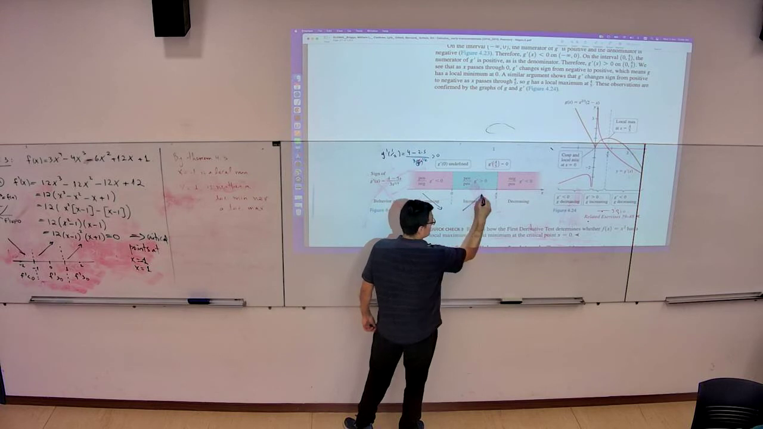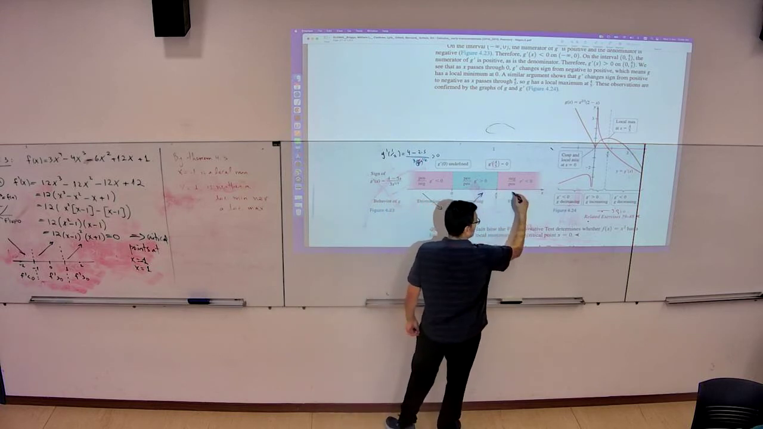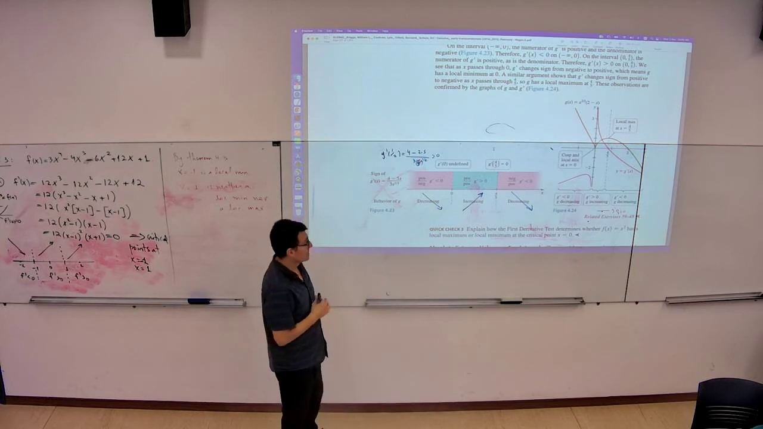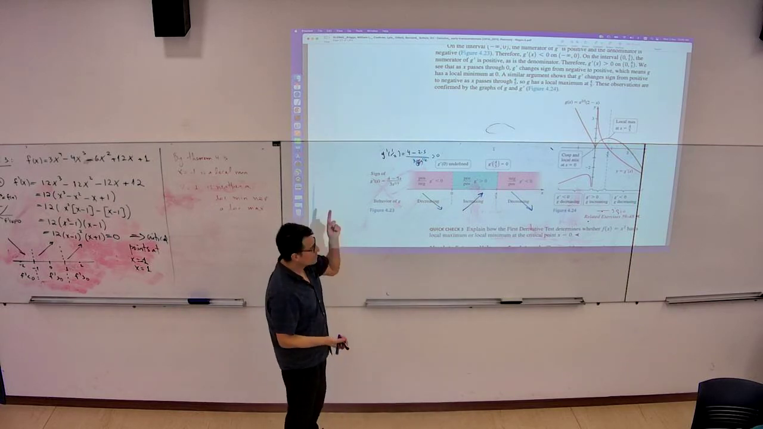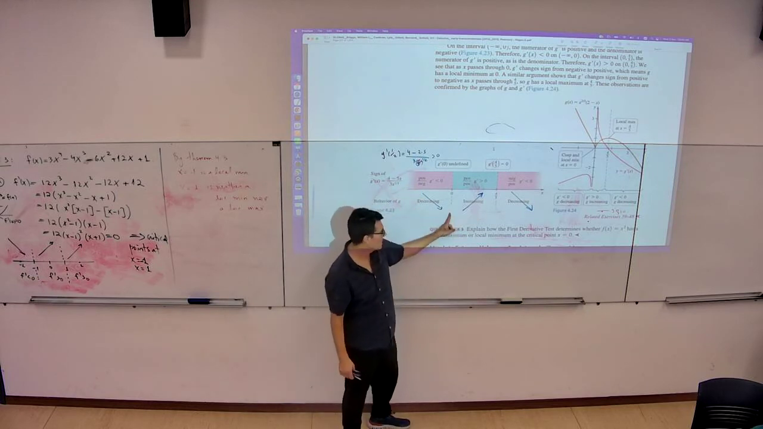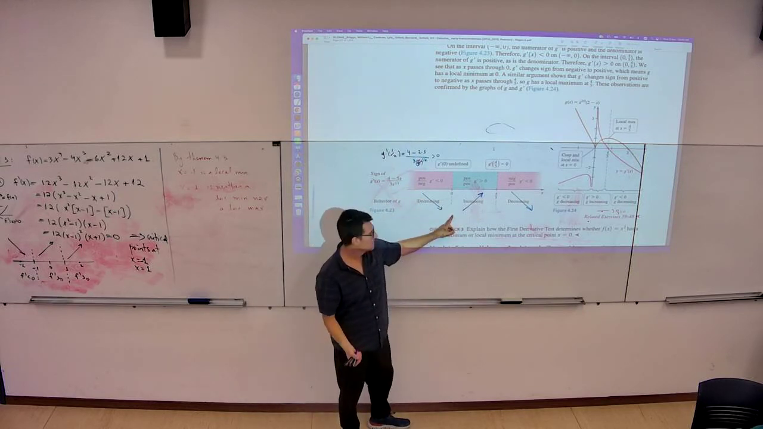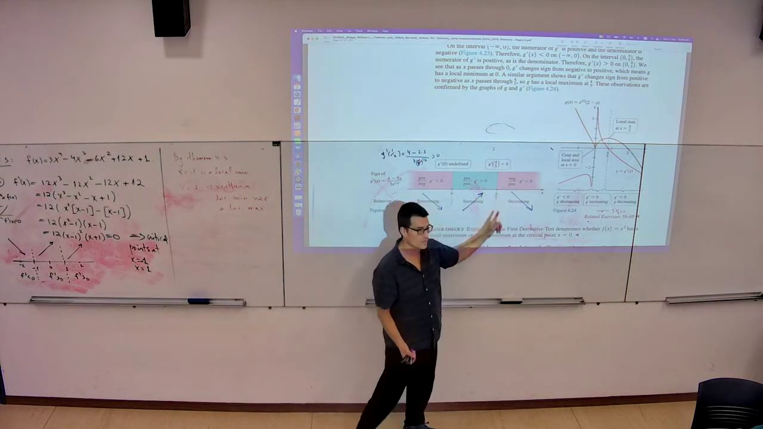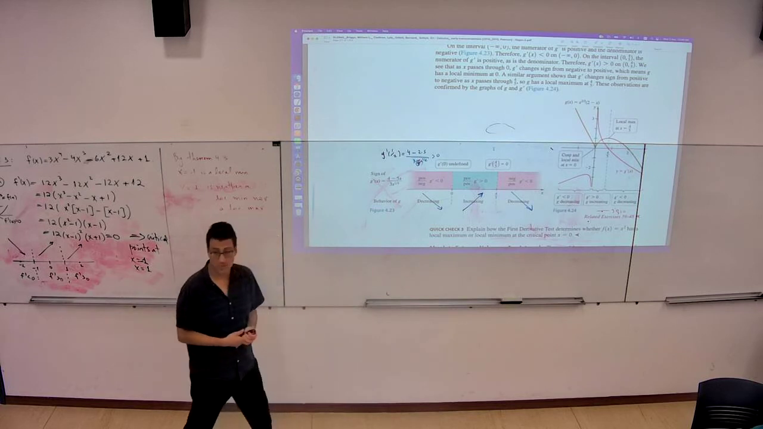G prime positive means the function is increasing. G prime negative means the function is decreasing. So it looks like this. Theorem 4.3. Derivative negative, derivative positive: you have a minimum at that point, a local minimum. Derivative positive, then negative, function increasing, function decreasing, you have a local maximum at that point. Because it's continuous at those points.